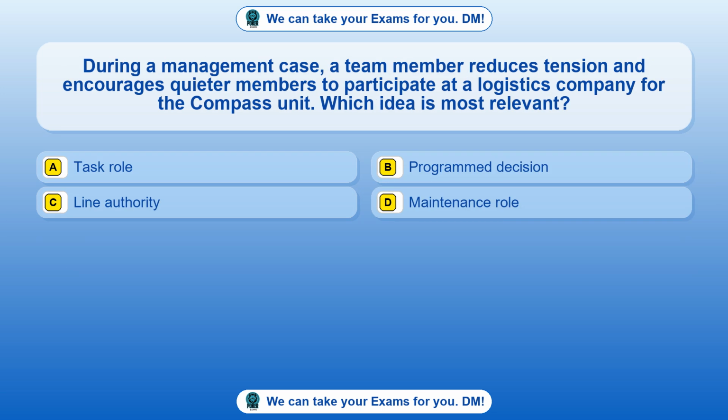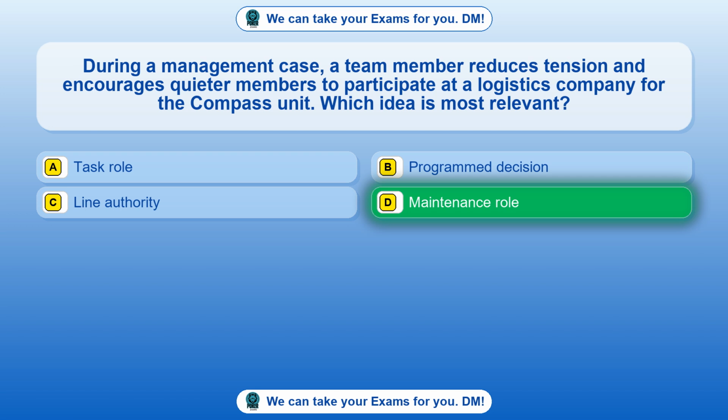Question 71. During a management case, a team member reduces tension and encourages quieter members to participate at a logistics company for the compass unit. Which idea is most relevant? Option A, task role. Option B, program decision. Option C, line authority. Option D, maintenance role. The correct answer is option D, maintenance role.